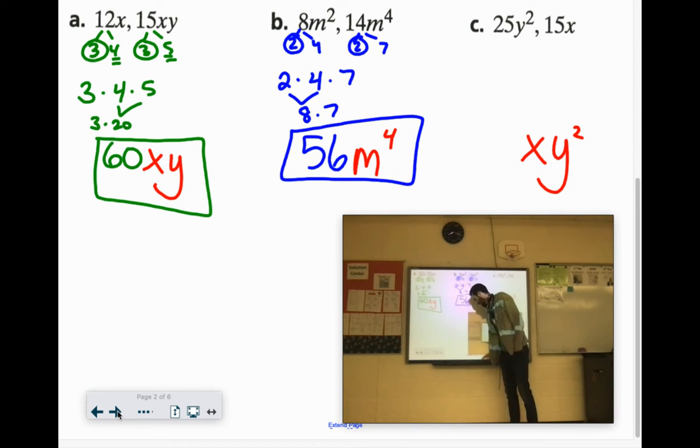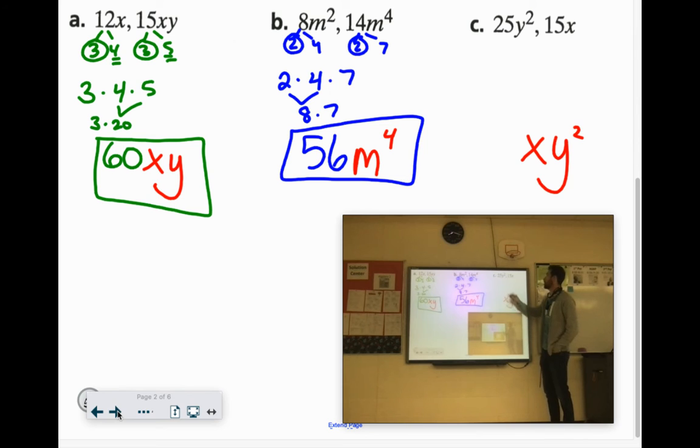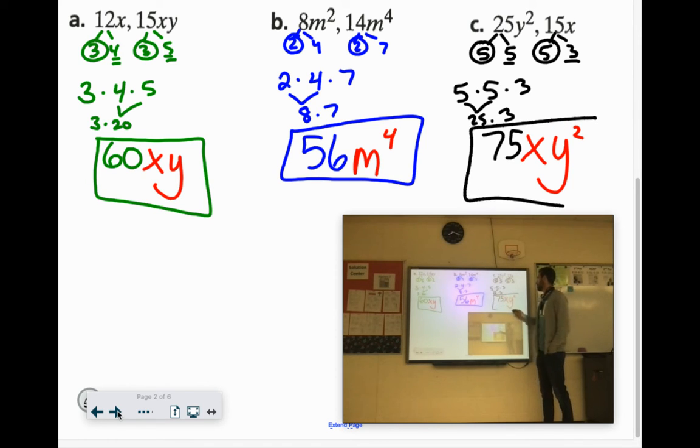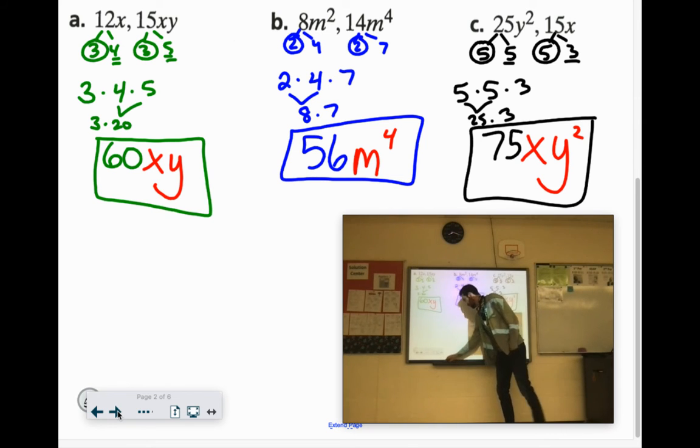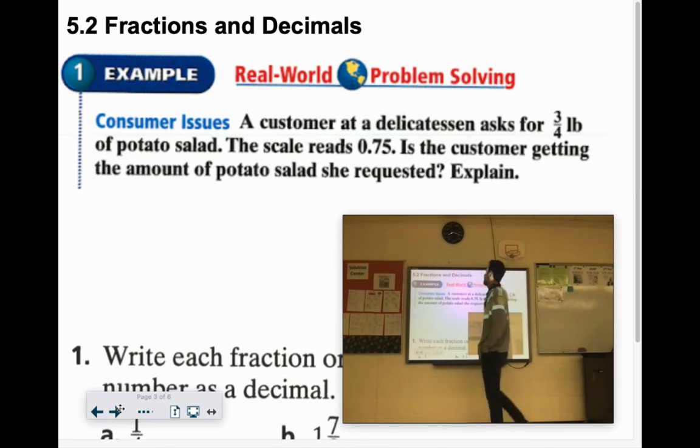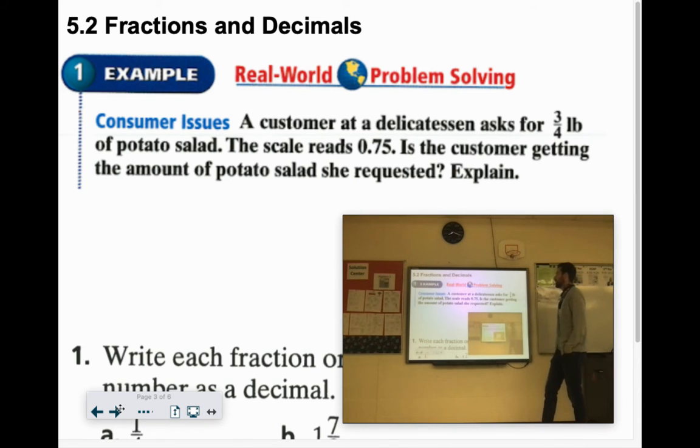Excellent. So much fun. 25 and 15, they got a 5 in common. So we bring it down. 5 and 3 don't have anything in common, so just bring those down. 5 times 5 is 25, times 3 is 75. So it's 75x, y squared.